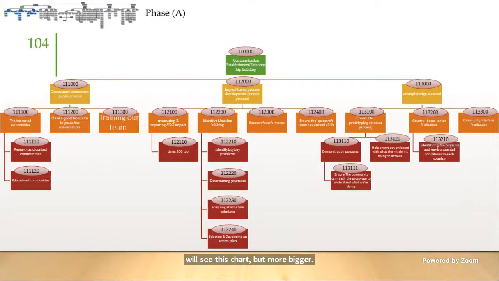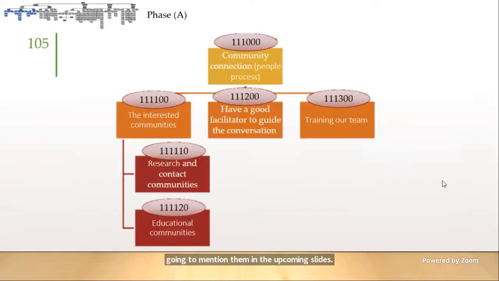So if you look back to the bigger and colorful chart, this is exactly phase A, or the first year of the project. It contains some processes, and I'm going to mention them in the upcoming slides. So if you go to the next slide, please. Yeah, thank you. Here we can see that we start by establishing some communications with the interested communities, and these are the research and contact communities, as well as the educational ones. Also, we need to guide the conversation, and for this, we can assign a good facilitator. And for sure, we can't forget the side that is related to training our team. And if we come to the next slide.